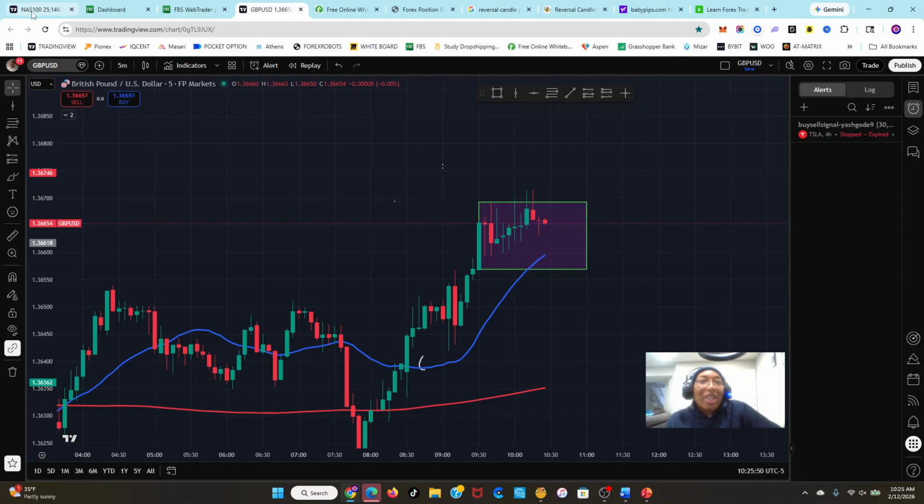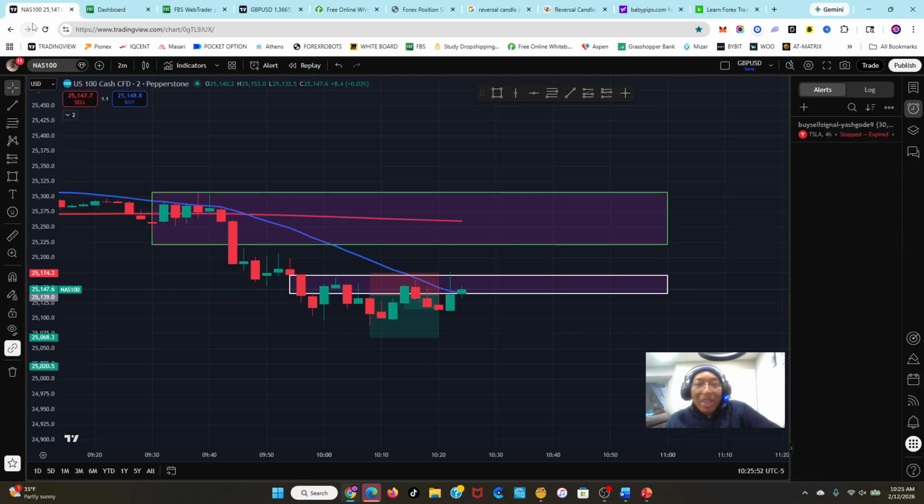And then when we look at the NAS, what is the NAS doing now? If it breaks above this, then we can start taking trades on the upper section. But as you can see, it's still just going down here. We don't see any clear sequence for us to take a trade.